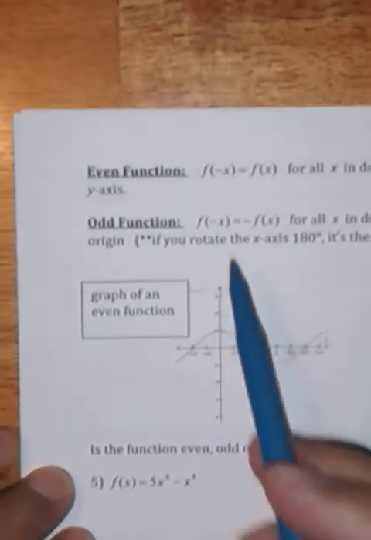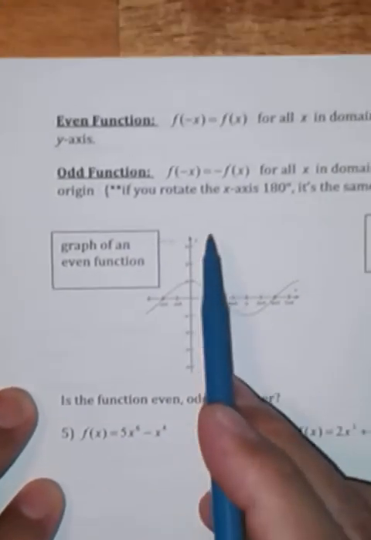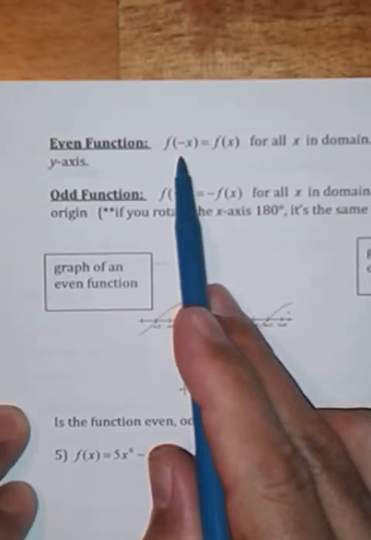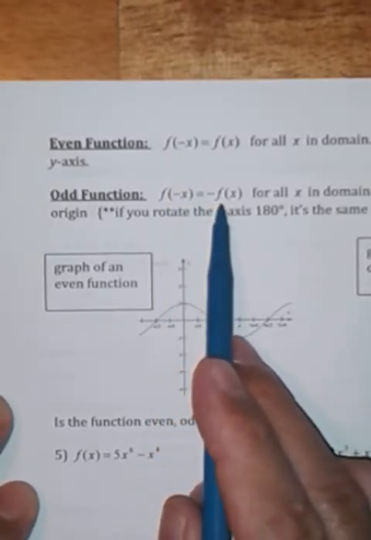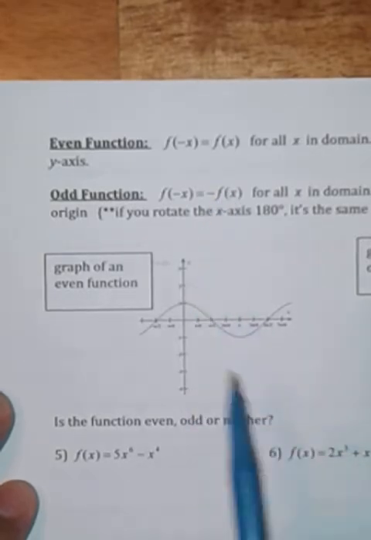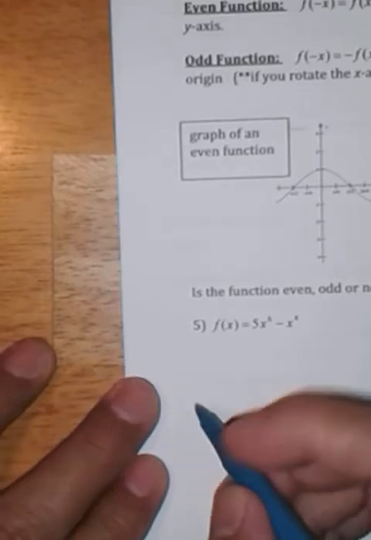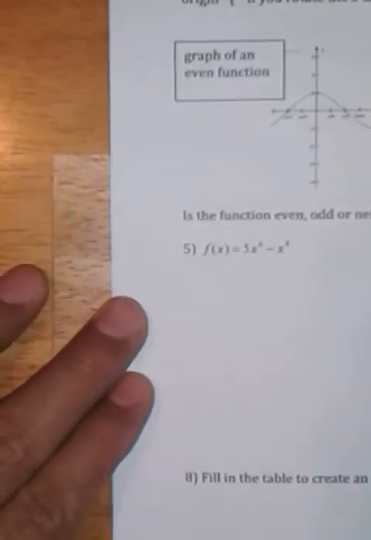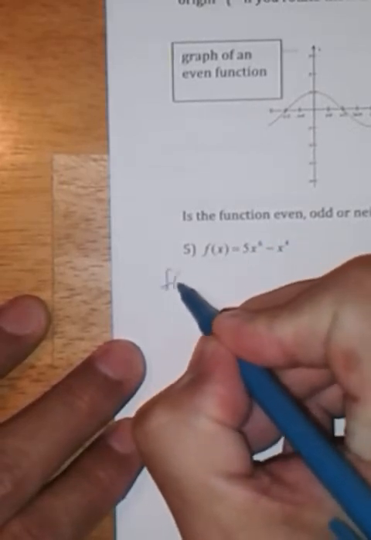It means we have to know what f of negative x is. Because we have f of x, to compare it to f of negative x, we need to know first what f of negative x is. And then to compare f of negative x to negative f of x, we also need to know what negative f of x is. Let's find those first for this first example. I'm going to do 6 and 7 exactly the same way. So first I want to find out what f of negative x is.